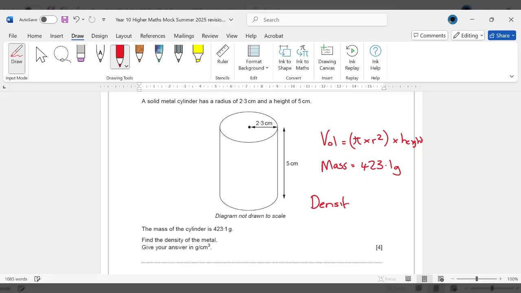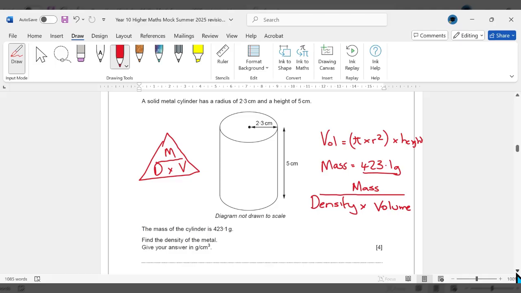So remember, something you use in physics as well. The density is mass over volume. So something to be aware of going forward. The DMV triangle: density, mass, volume. And we're familiar with triangles like that, okay? So in this case, it'll be the mass divided by the volume, which you're going to work out for me, okay?